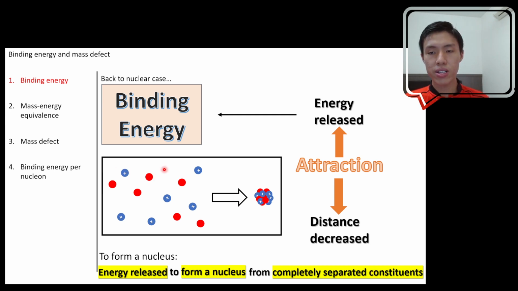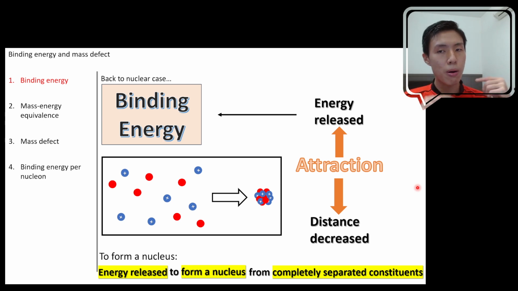So from completely separated protons and neutrons, we are going to form a nucleus. Once we form a nucleus, there will be energy release, and that energy release we are going to name binding energy. And so this is the definition for binding energy. This is the discussion of binding energy if we talk about the process of binding the separated constituents to form a nucleus.